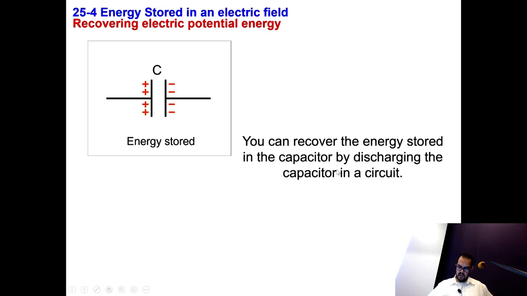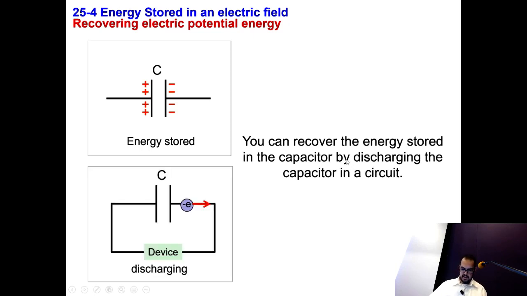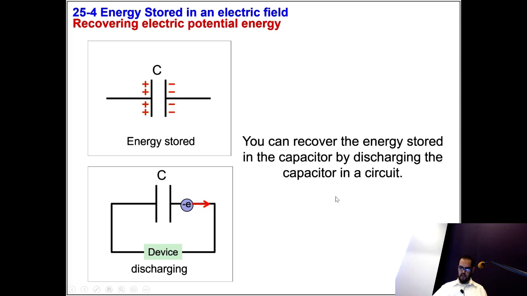You can recover this energy that is stored in the capacitor by discharging it through a circuit. For example, if we connect a device like a flashlight, the capacitor will discharge through the flashlight, and you will see the flash. This is how we often use capacitors.